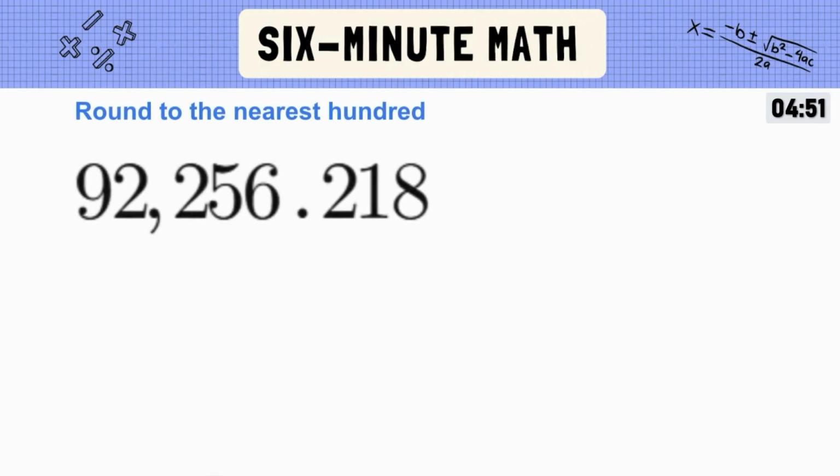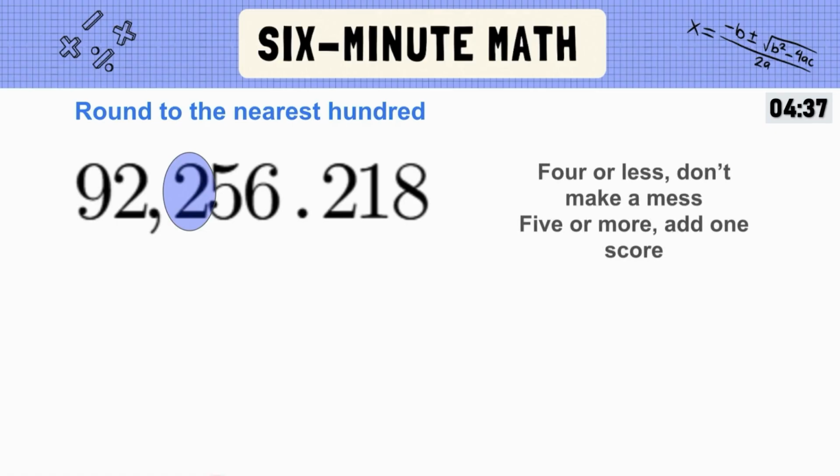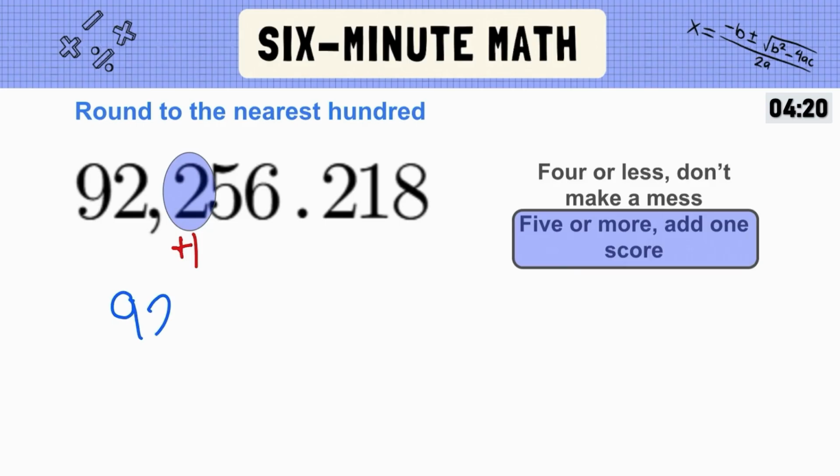We're going to round to the nearest 100 in the following. So firstly, we need to figure out which number is in our hundreds position. That would be the 2. And then I look to the neighbor to the right. We have a 5. Well, we know that 4 or less, don't make a mess. 5 or more, add 1 score. Because it is a 5, I'm going to add 1 to the place value I am looking for, which would give us a final answer of 92,300.